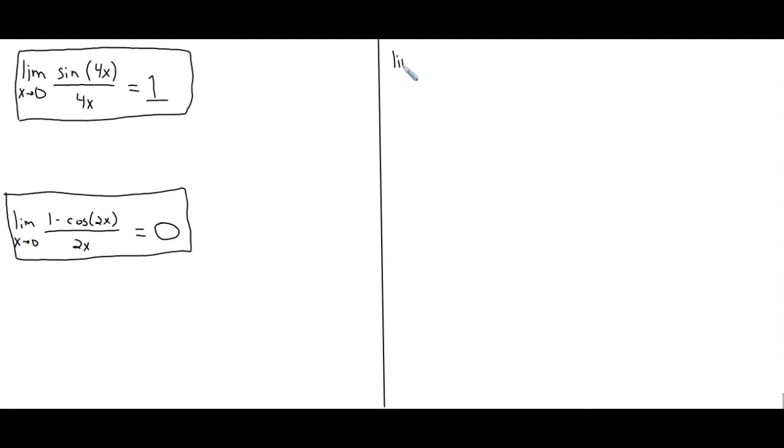Let's look at one that is a little bit trickier. And honestly, this is kind of what your homework problems and your test questions are going to be more like. So the limit as x approaches 0 of sine of 3x divided by x. Now we remember that we want the coefficients on the x's to be the same, right? So ideally we want a 3 in the denominator. So what do we do? Well, we can just put a 3 there, right?